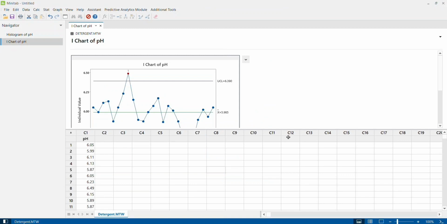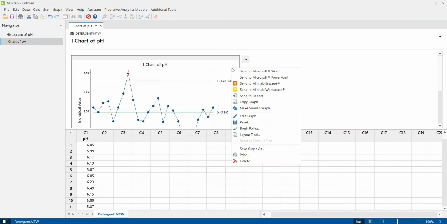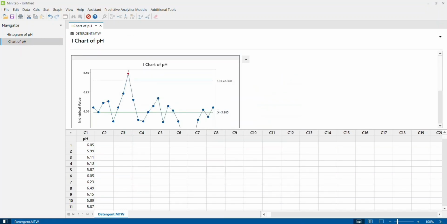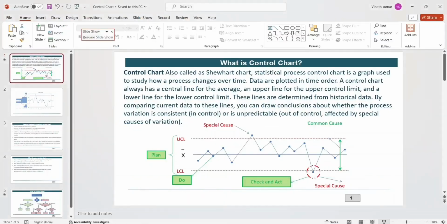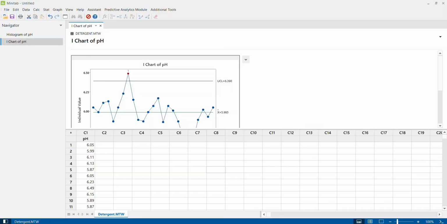So I'm going to copy this control chart to my PowerPoint presentation. Here you will see the same I chart, the chart I have drawn in my Minitab, has been copied. And I have also copied the histogram for the same set of data.